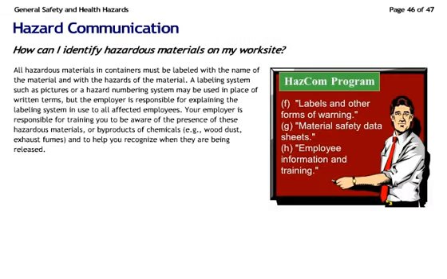All hazardous materials and containers must be labeled with the name of the material and with the hazards of the material. A labeling system such as pictures or a hazard numbering system may be used in place of written terms, but the employer is responsible for explaining the labeling system in use to all affected employees.